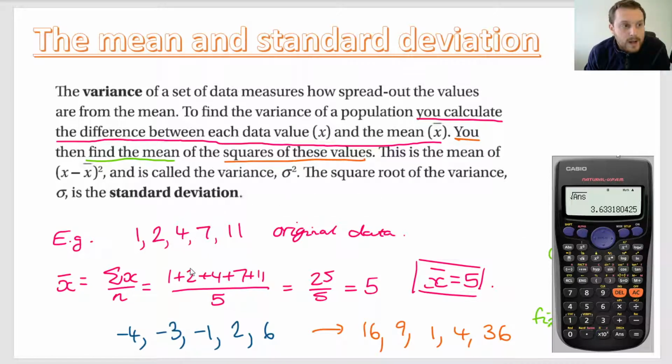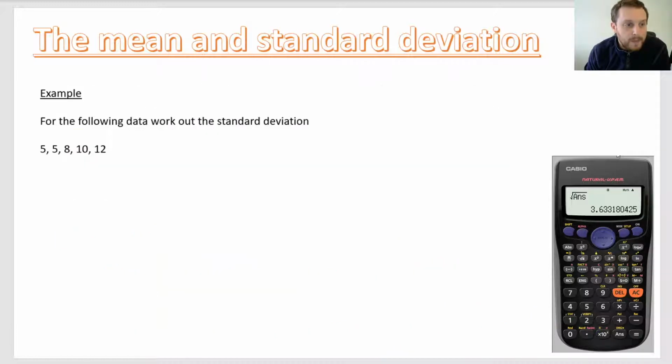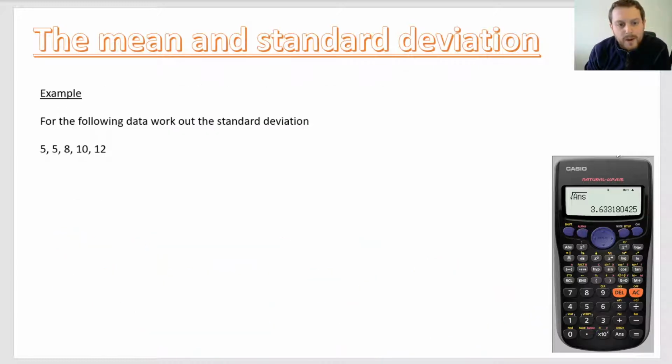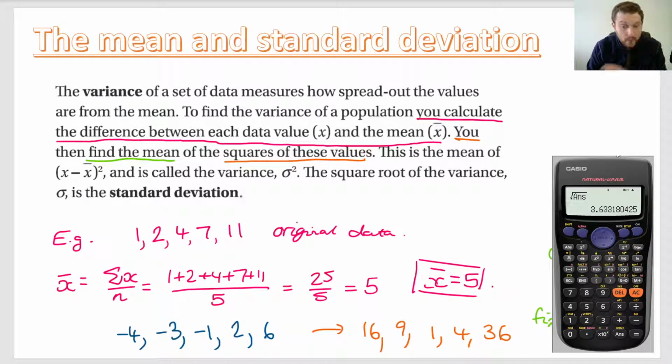Okay, so that's how you work out the variance. Now I'm about to do another example where hopefully it doesn't look as complicated. Essentially what you're doing is you've got your numbers, you work out the mean, you take away the mean from each of them, and that's giving you a picture of how spread out it is.